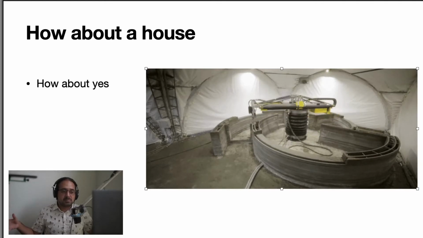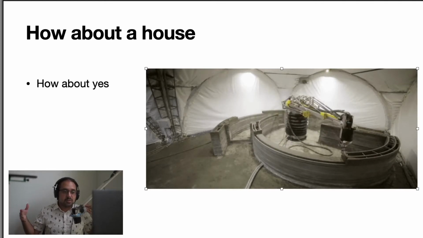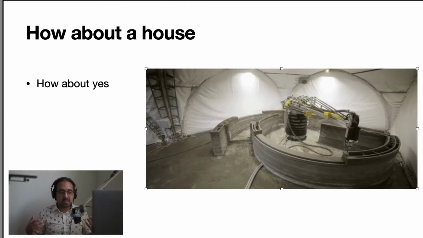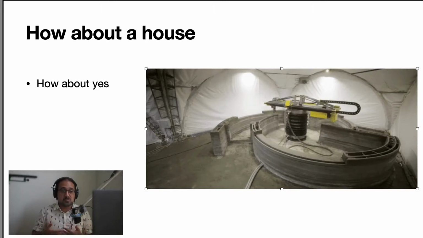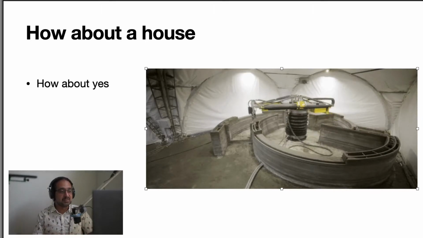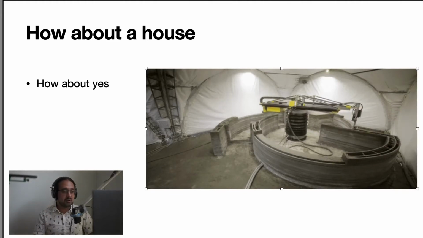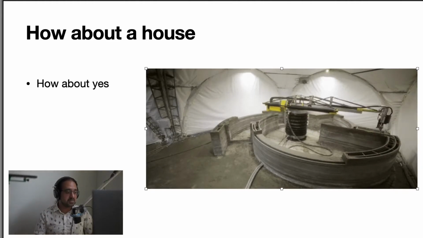It depends on the reach of the arm itself, and obviously you need to use a different technique to put the roof on. But in certain types of scenarios, the idea of being able to 3D print a house is actually super, super, super useful and really cool. So those are a couple of different types of printers.